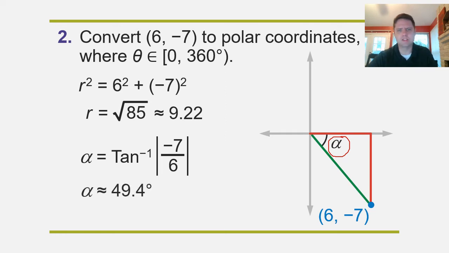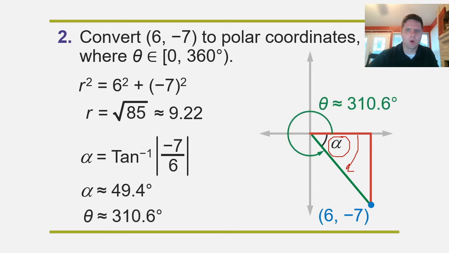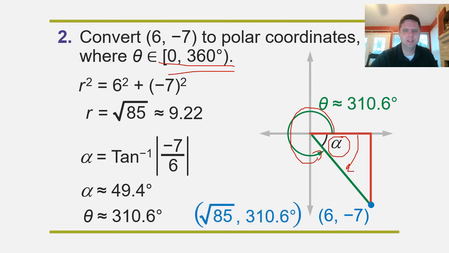But in this case, we get an answer of 49.4. Now notice that's what alpha would be. So if that's going down this direction, we have to indicate that that's a negative degree measurement. Or we can do it from the positive way, because it's been asked between 0 and 360. So we'd have to do 360 minus that, which gives us 310.6. So our final answer is the square root of 85, or approximately 9.22, and 310.6 degrees.